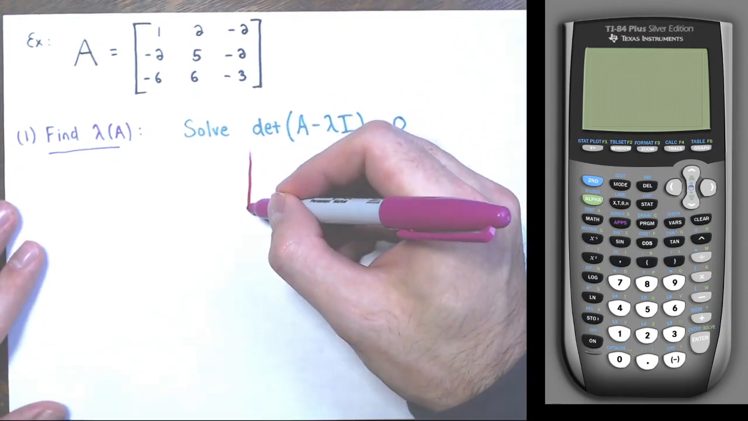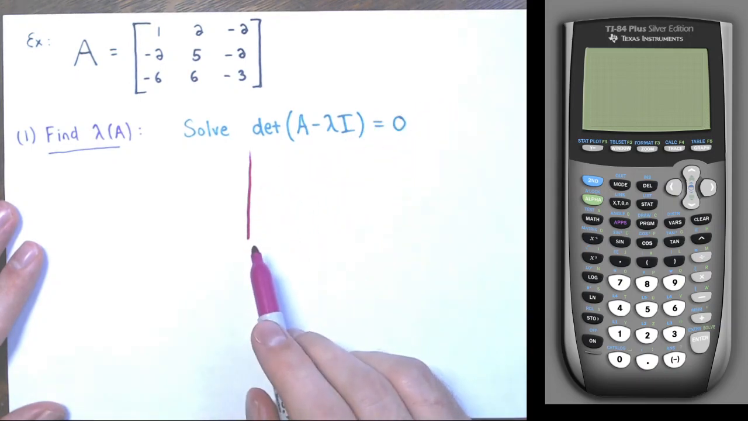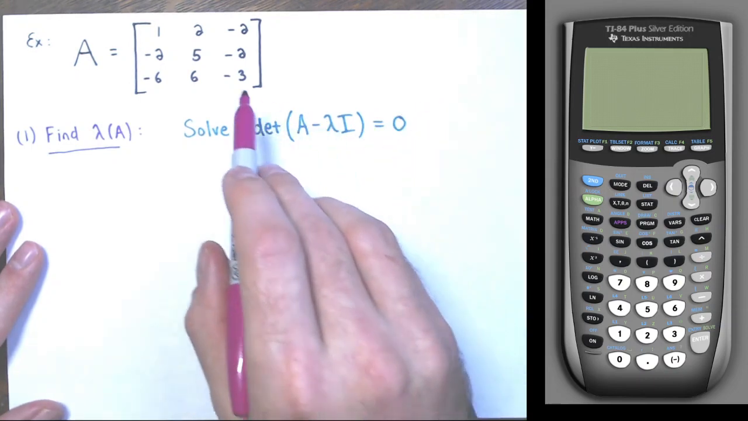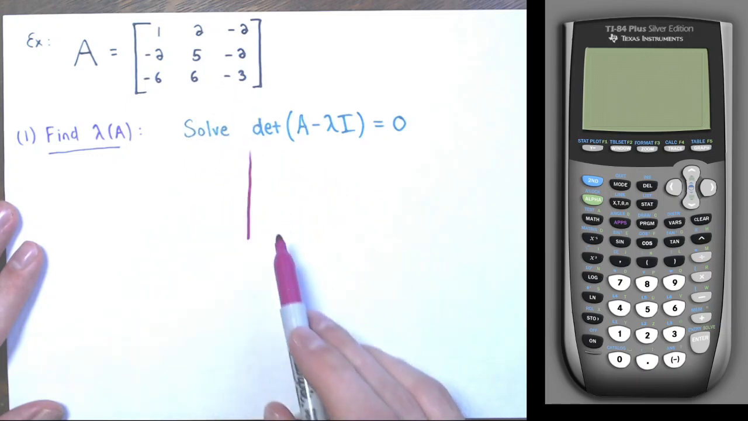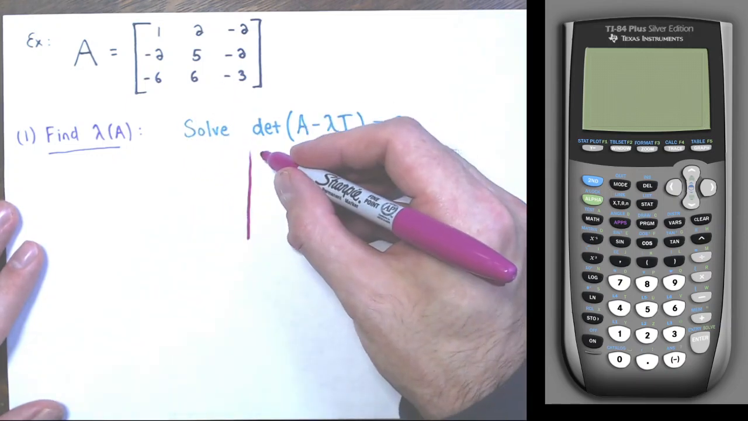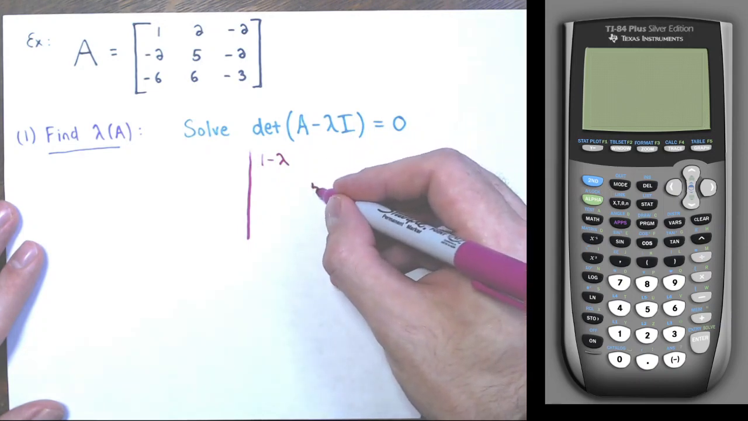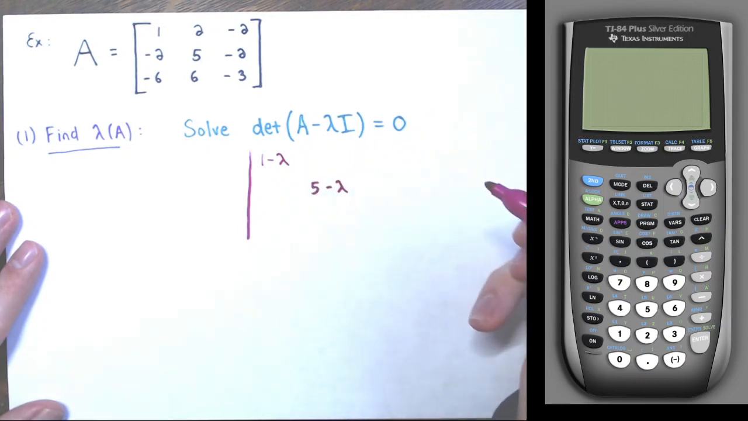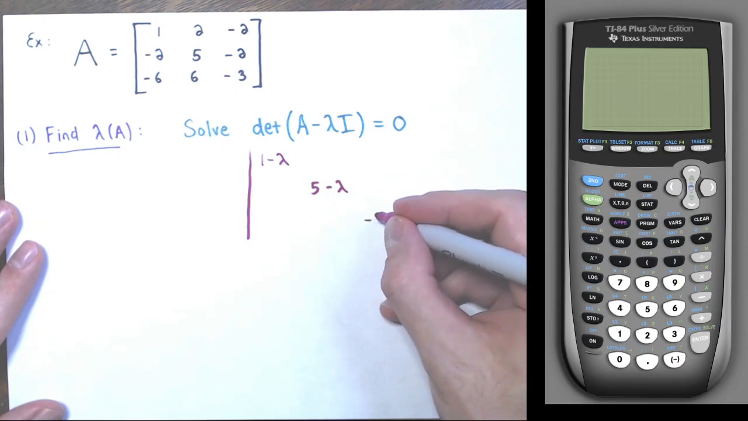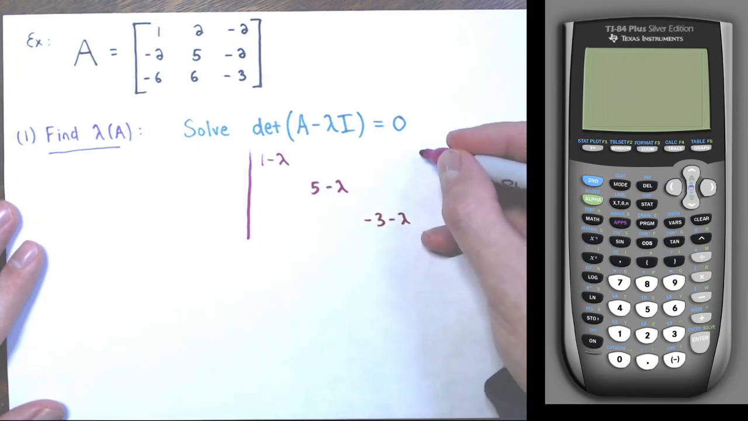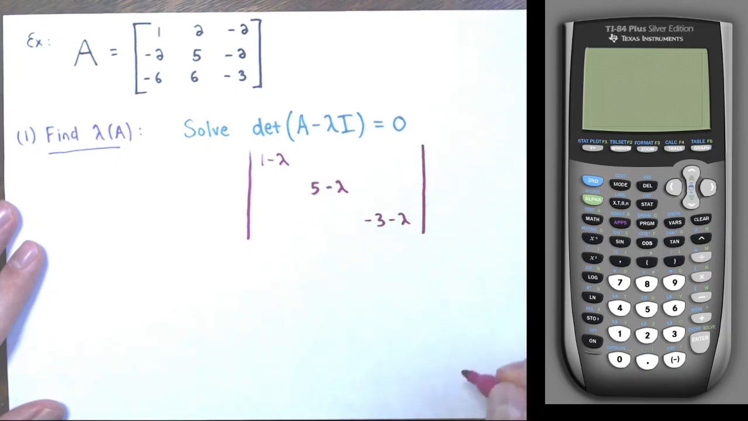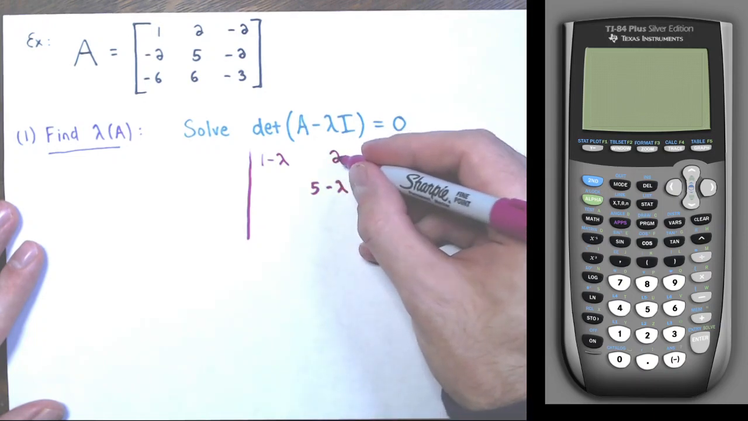So bars for determinant. And then A minus lambda I, just subtract lambda from the diagonal entries of A. So 1 minus lambda for first row, first column, 5 minus lambda for second row, second column, negative 3 minus lambda for the third row, third column. And all the other entries stay the same.